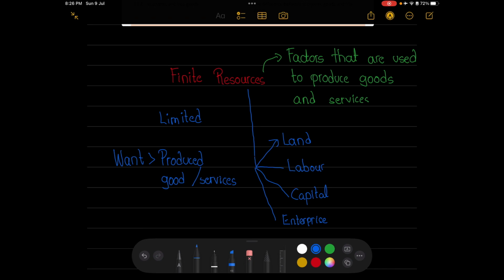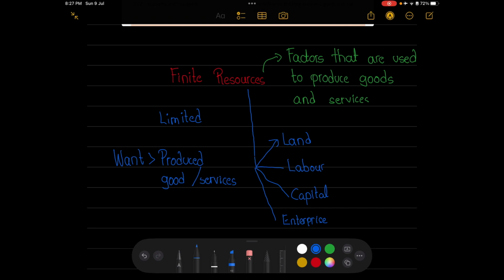Because of the economic problem, we have to decide how to use our resources. In fact, there's another topic in IGCSE economics that leads to choices that have to be made. If you can only do a limited number of things with what you currently have, you have to decide whether you want to produce more of one thing or more of another.